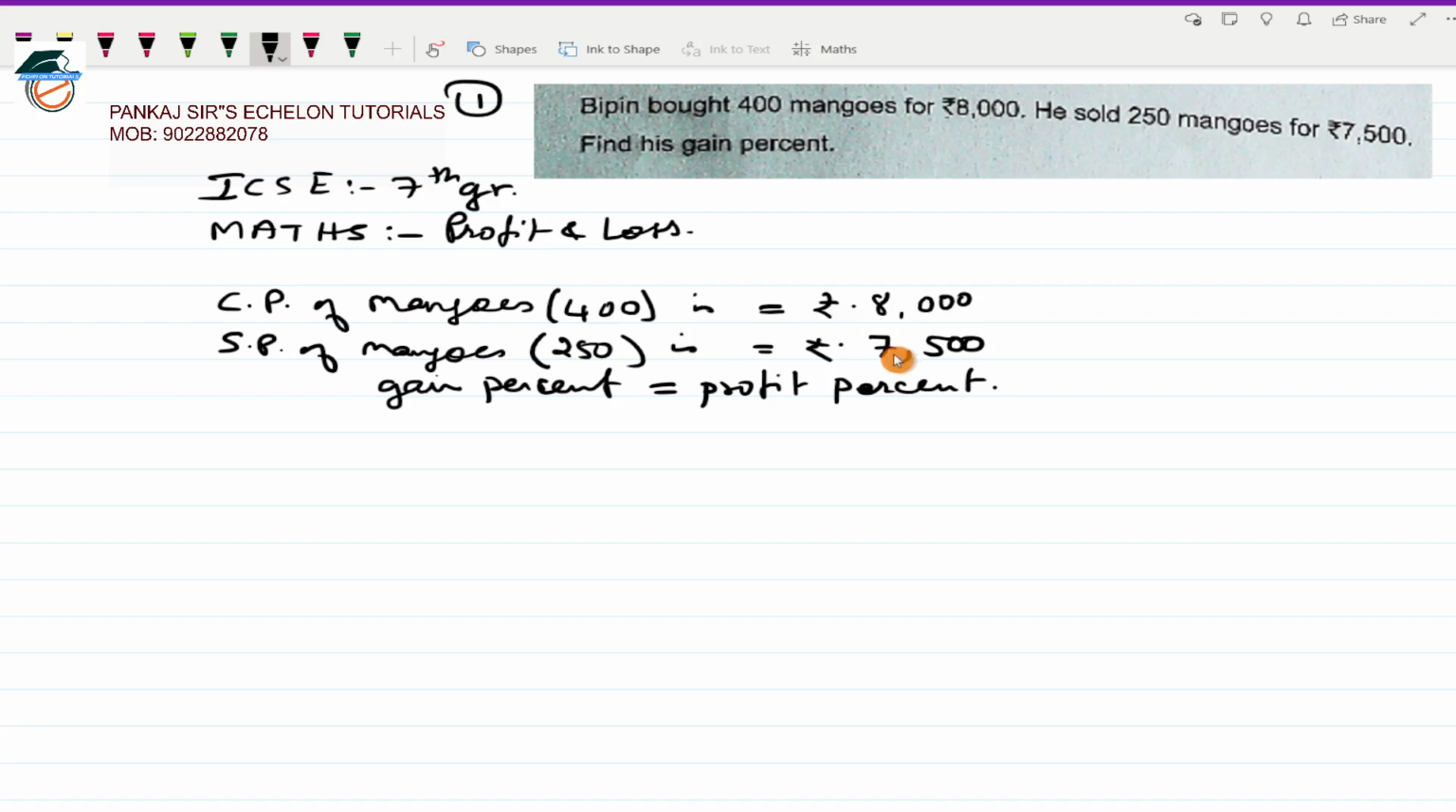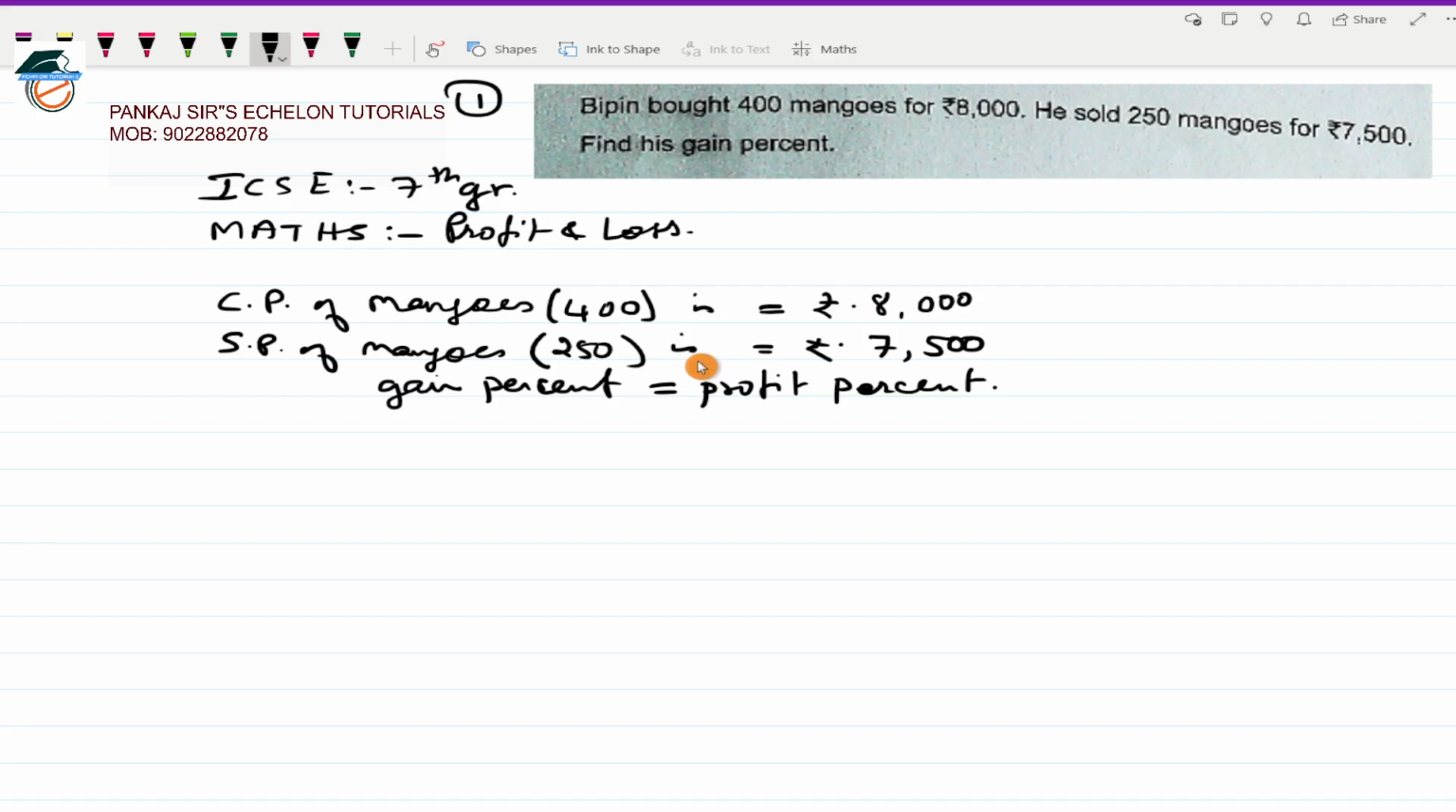Now here, two things you'll have to take care of. The cost price is given for 400 mangoes and the selling price is given for 250 mangoes. So don't jump to any conclusion and try to say that the profit will be 8,000 minus 7,500. No. Because 8,000 is the cost price of 400 mangoes. So whenever you want to find out the profit or the loss of any transaction, the number of quantities that is bought and sold should be the same.